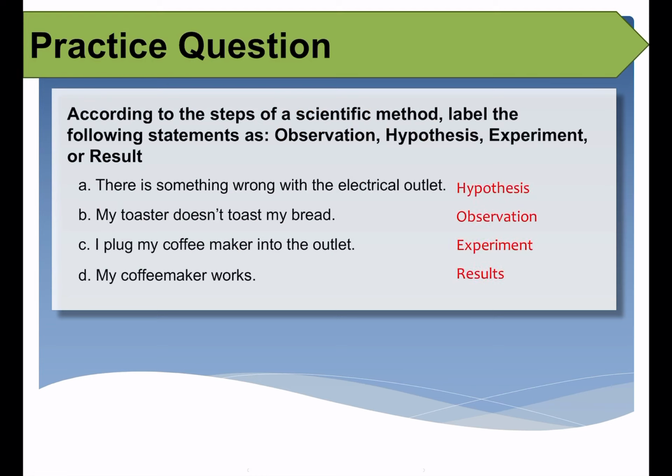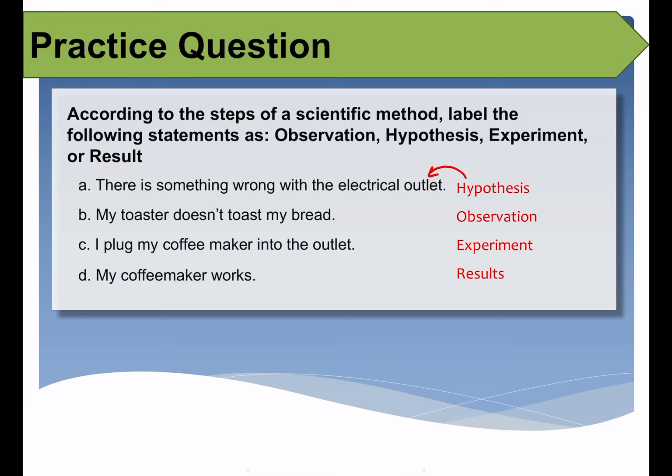Okay, so first of all, the observation, which is the first thing you do, is you notice that my toaster doesn't toast my bread. Okay, so this is what I see happening. I put my toast in my toaster and it doesn't toast. Just like how I was talking about, I get in my car and it doesn't start. That's an observation. So you come up with a hypothesis. And the hypothesis is, in this case, there must be something wrong with the electrical outlet.